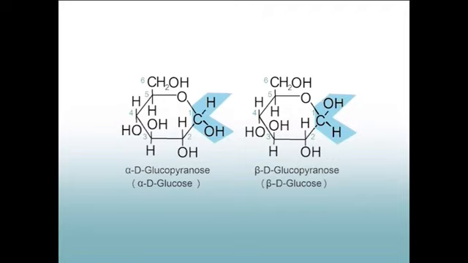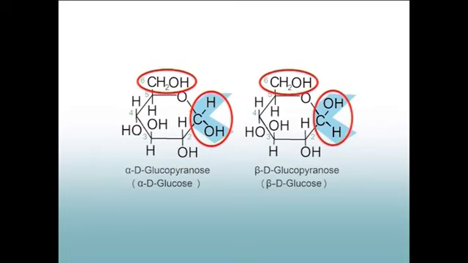In the alpha anomer, the hydroxyl on the anomeric carbon is on the opposite side of the ring from the terminal CH2OH group, that is, pointing down. In the beta anomer, it is on the same side of the ring, which is pointing up. The same convention holds for alpha and beta anomers of furanoses. The alpha and beta anomers of D-glucose interconvert in aqueous solution by a process called mutarotation.